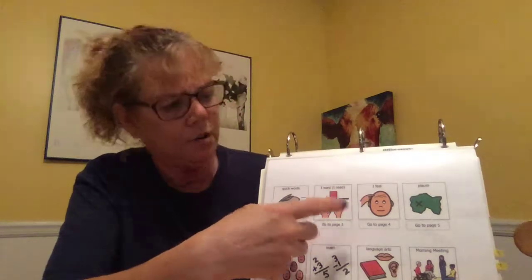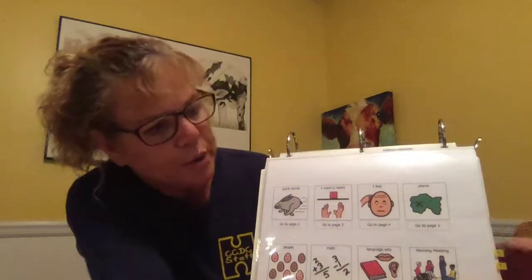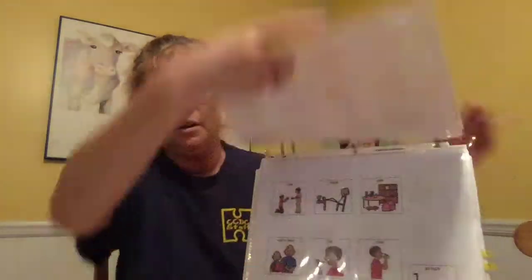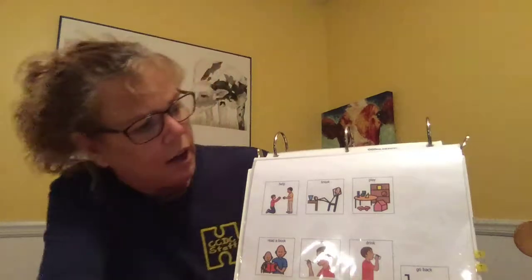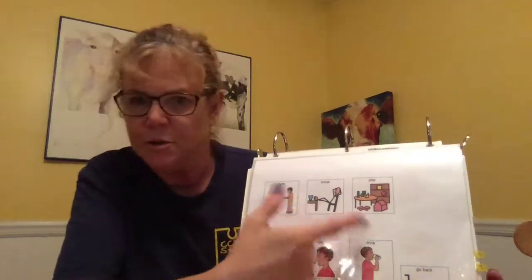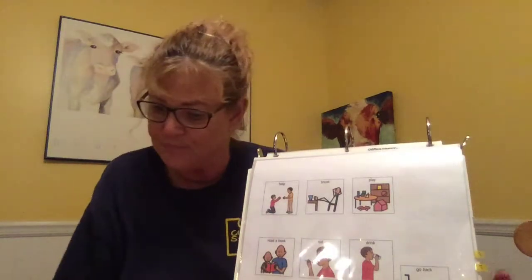Quick words? No. I want? Yes or no. And then this tab indicates to go to page 3. So the third page, and we're tabbed over here, would be general things that John may want. Help, break, play, and the same thing. The communication partner would give him 2 or 3 things to try and narrow it down to what he needs.